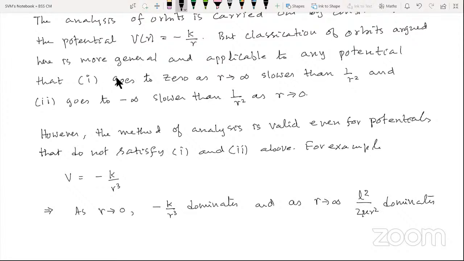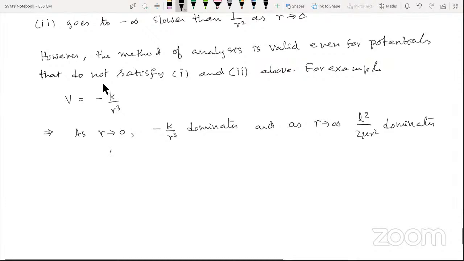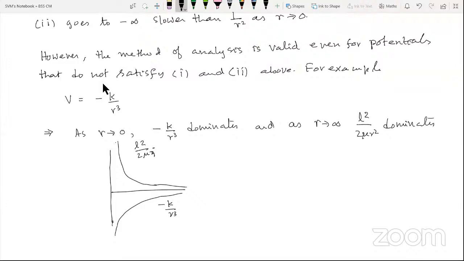So it is basically the reverse of the previous case. So you can still do this. For example, you can plot this. Let's say this is your minus k by r cube, and this is your L square by twice mu r square. Since this potential is going to dominate, your effective potential will be something like this. It will start like this, and then go like this, and then go like this. So this is going to be your effective potential. Now, of course, you can try to talk about different energies and find out what happens. The classification will be different, but the methodology we have used still works even for these kinds of potentials.